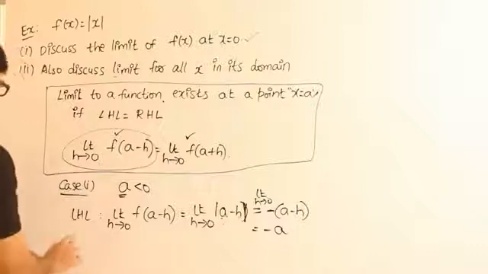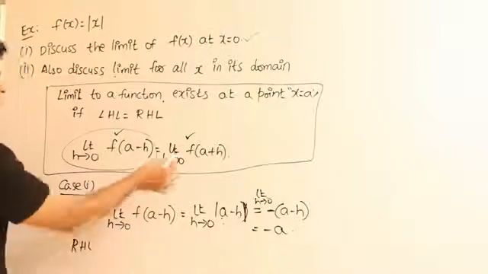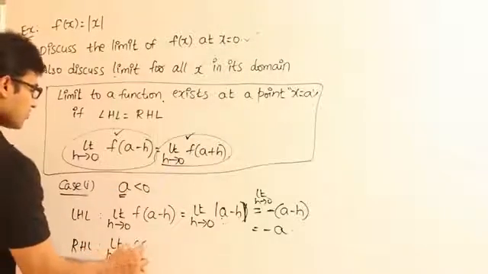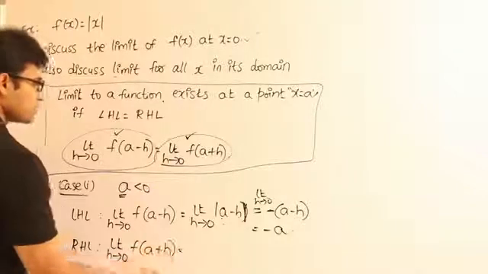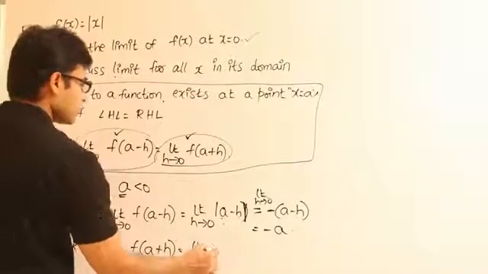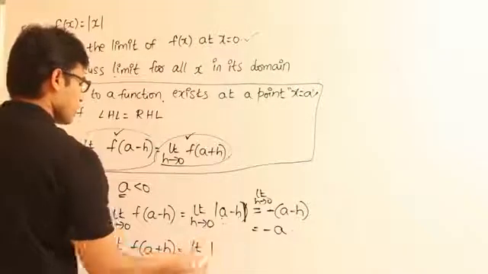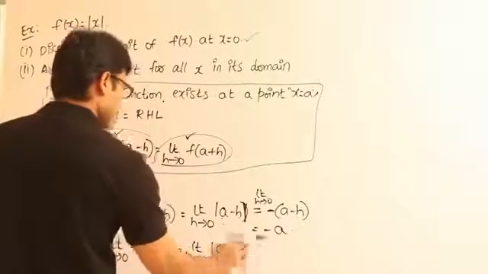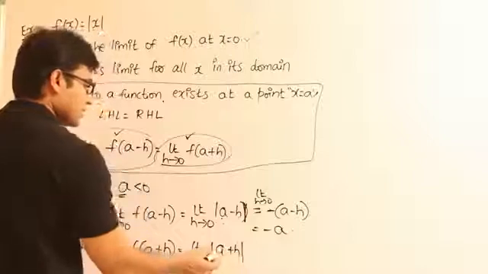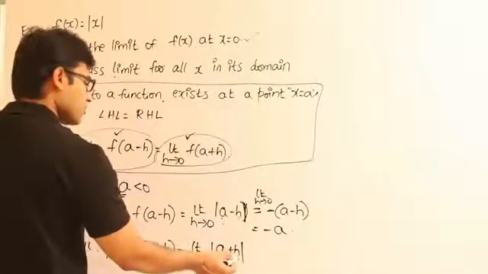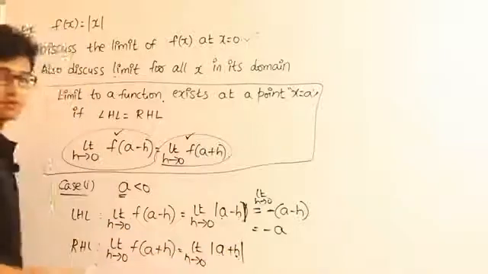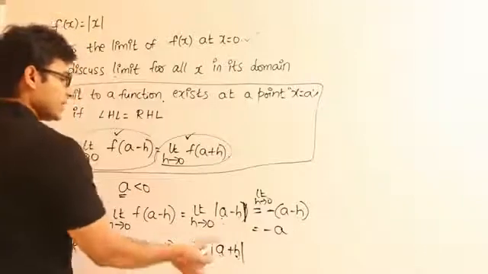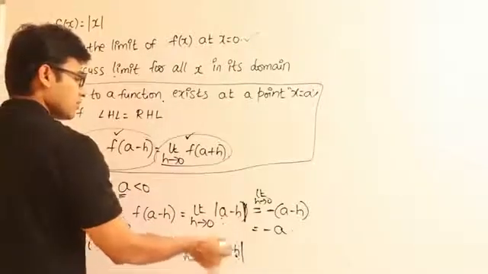Fine. Now let's find out the right hand limit as well. The right hand limit is the limit as h tends to 0 of f of a plus h. What does it mean? f of a plus h is nothing but mod of a plus h, right? Now a is a negative number, to which we are going to add a very small, infinitesimally small positive number, and even then the entire value is going to be negative itself.